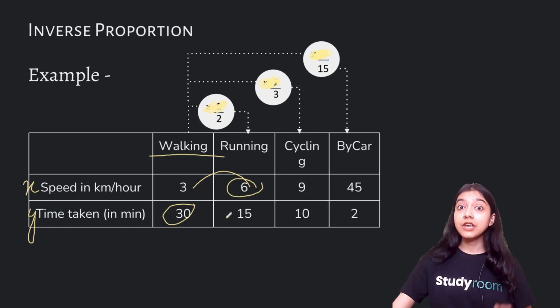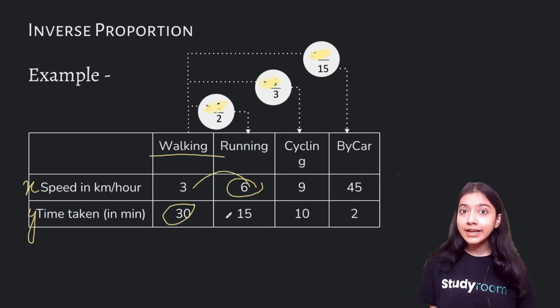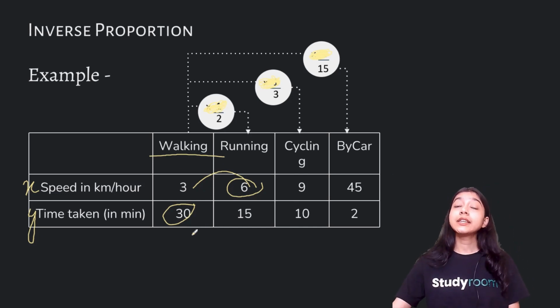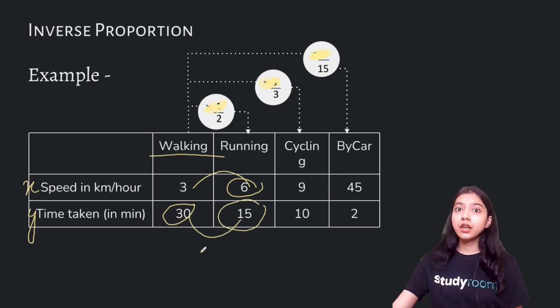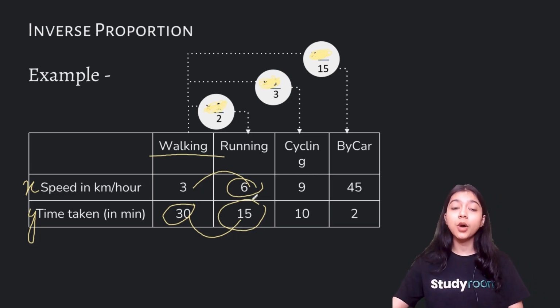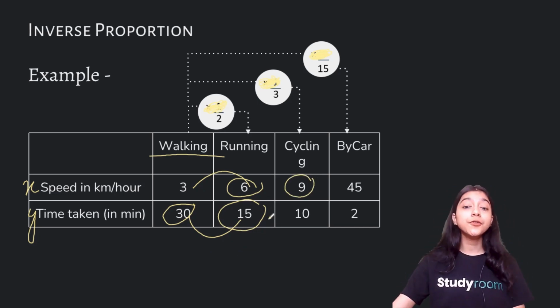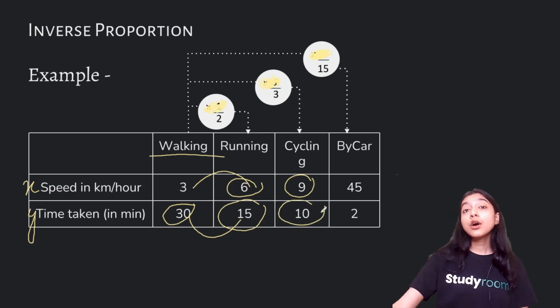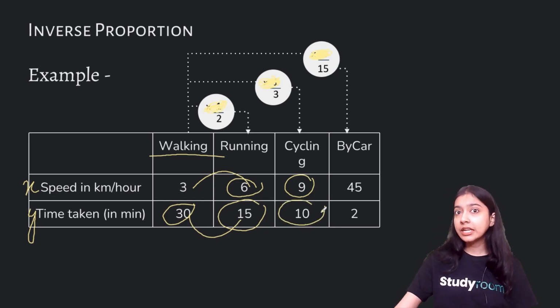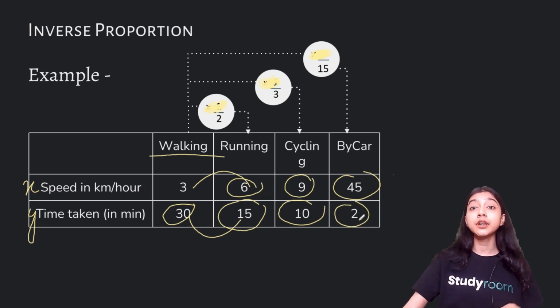Now what will happen? If I am increasing my speed, automatically the time taken to cover a particular distance will decrease. So what is happening? That the time taken is getting reduced from 30 minutes to 15 minutes. Again, from running, I am shifting to cycling. So my speed again is increasing from 6 km per hour to 9 km per hour. And my time will get reduced from 15 minutes to 10 minutes. Now if I start traveling by car, my speed will increase to 45 km per hour. And time will reduce to 2 minutes. That means it will just take me 2 minutes to reach a particular distance.